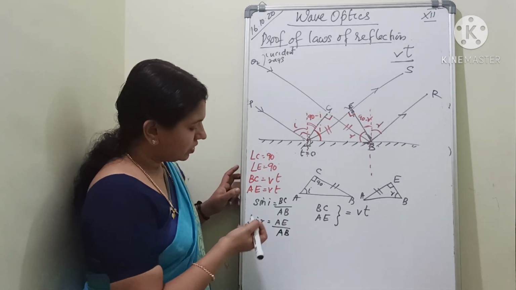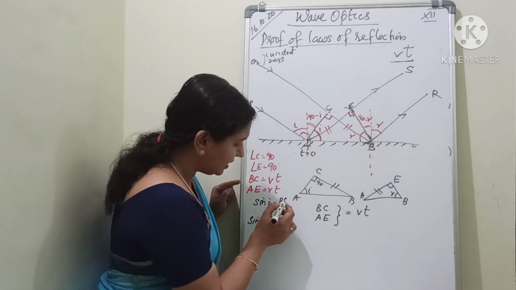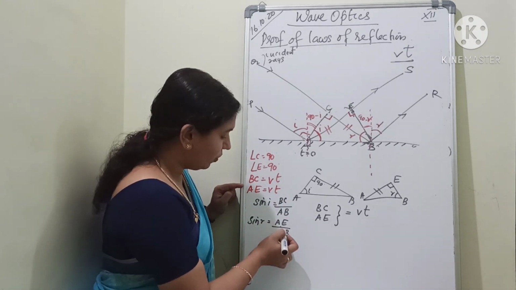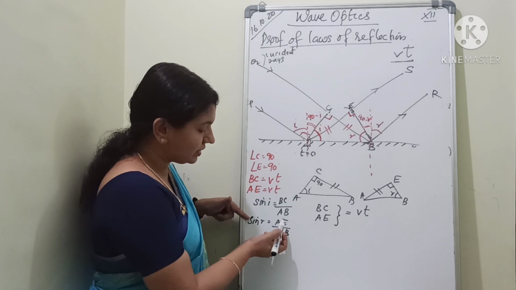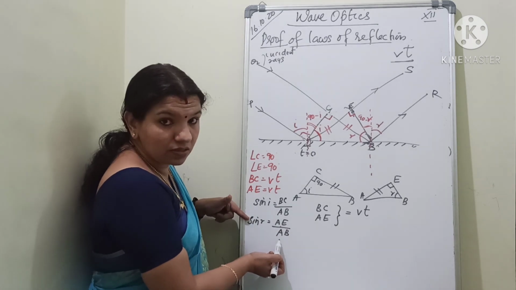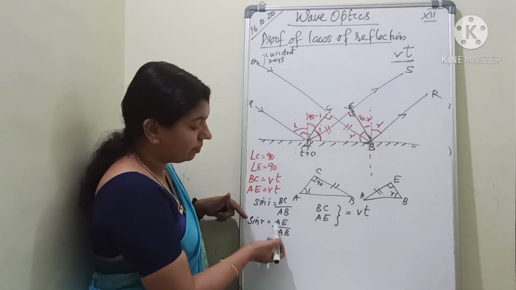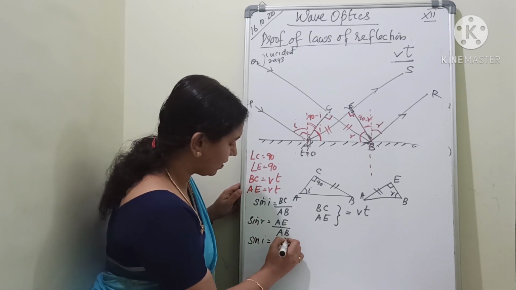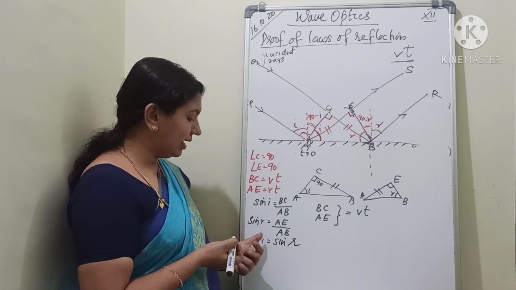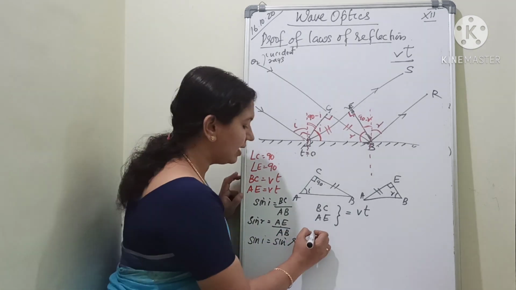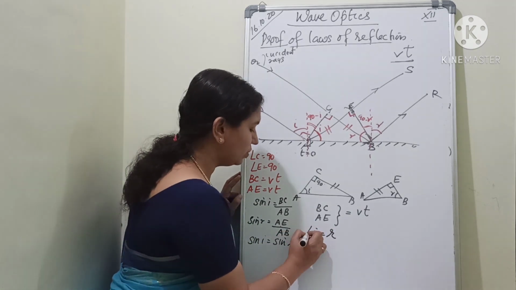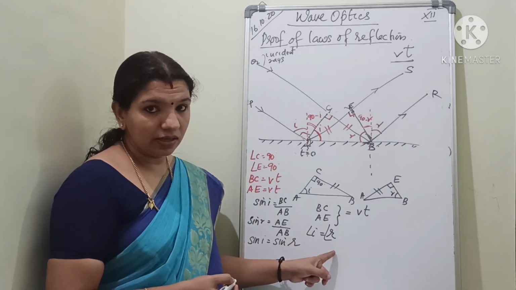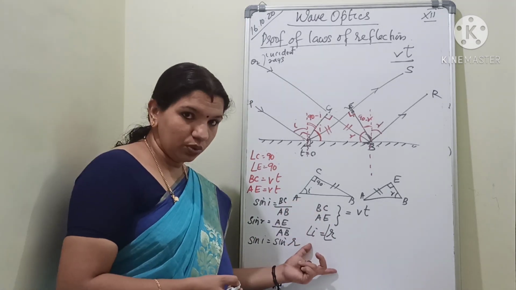Isn't it? So we already said that BC is equal to AE. Therefore, I can equate these two because the denominator is the same and the numerator is also the same. So sine I is equal to sine R. If sine I equals sine R, I can say that I is also equal to R. So angle I equals angle R. In this way you can do it.